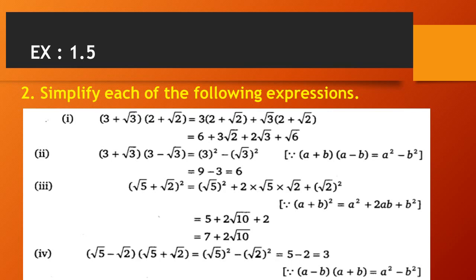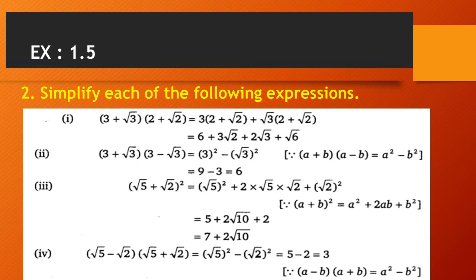Now we can go to the last question, root 5 minus root 2 into root 5 plus root 2. This is also in the form of (a plus b) into (a minus b). So we can apply the algebraic identity (a plus b) into (a minus b), which is equal to a square minus b square.